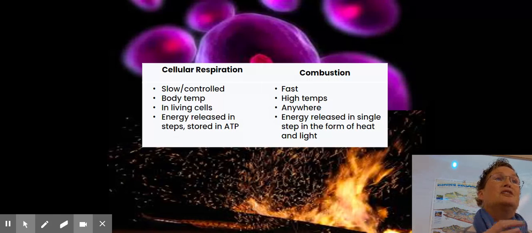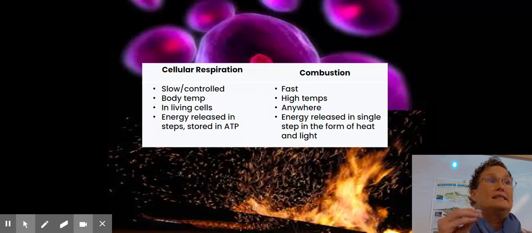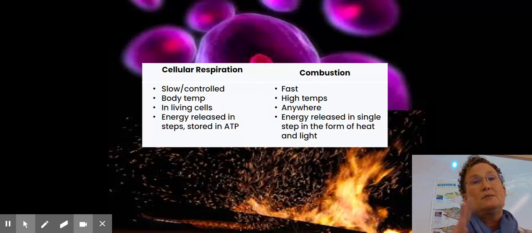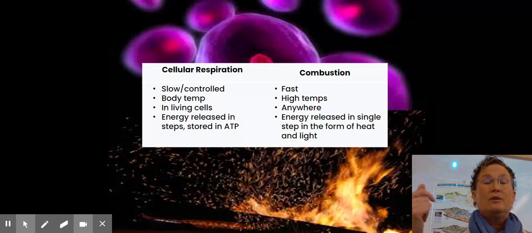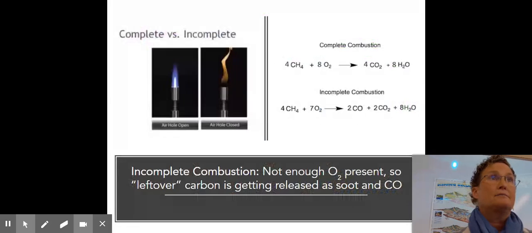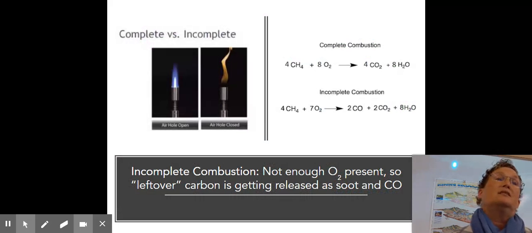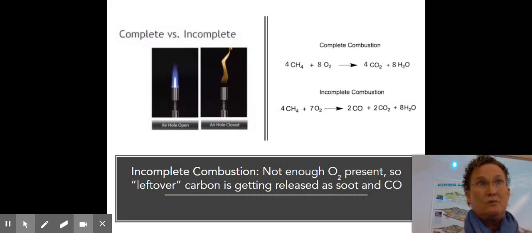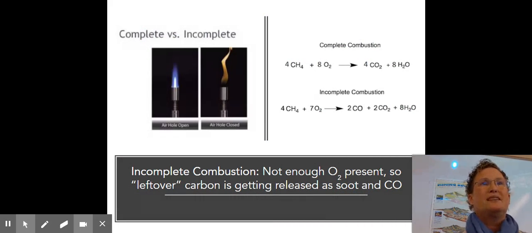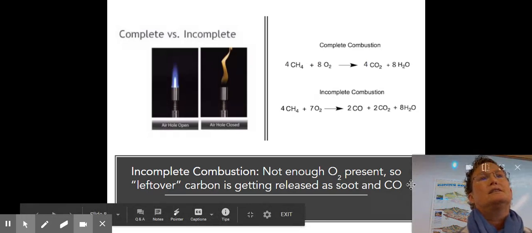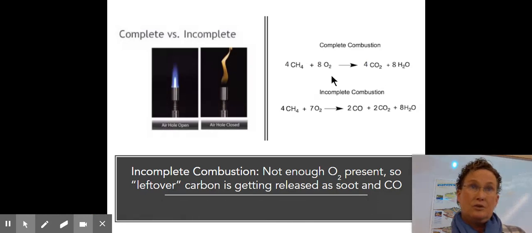And in cell respiration, energy is stored and released in steps. It's stored as ATP, but it's released in steps. And in combustion, it's released right away in the form of heat and light. So incomplete combustion is when there's not enough oxygen present. So the leftover carbon's being released as soot and carbon monoxide. So that's not carbon dioxide, that's just CO, carbon monoxide. So when you have complete combustion, you have CO2 and water.